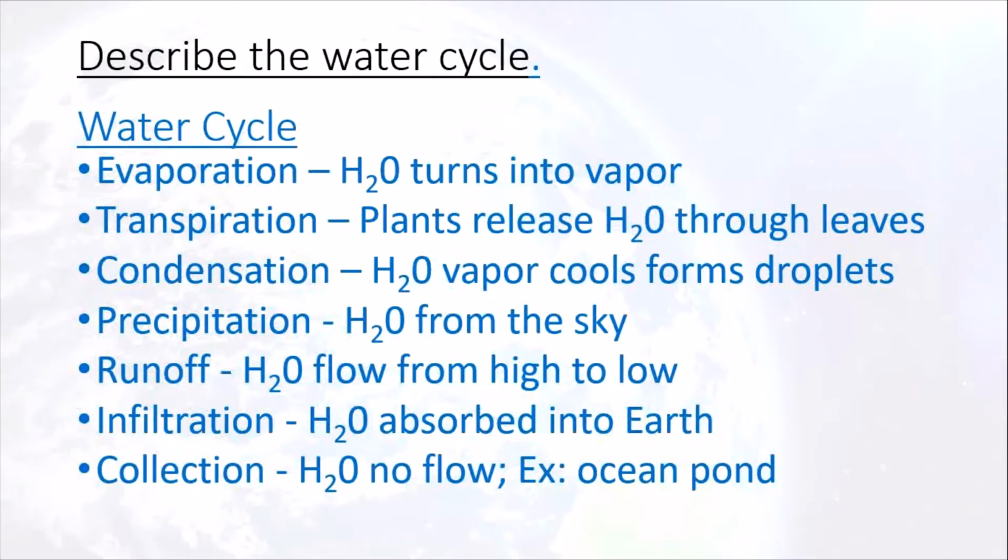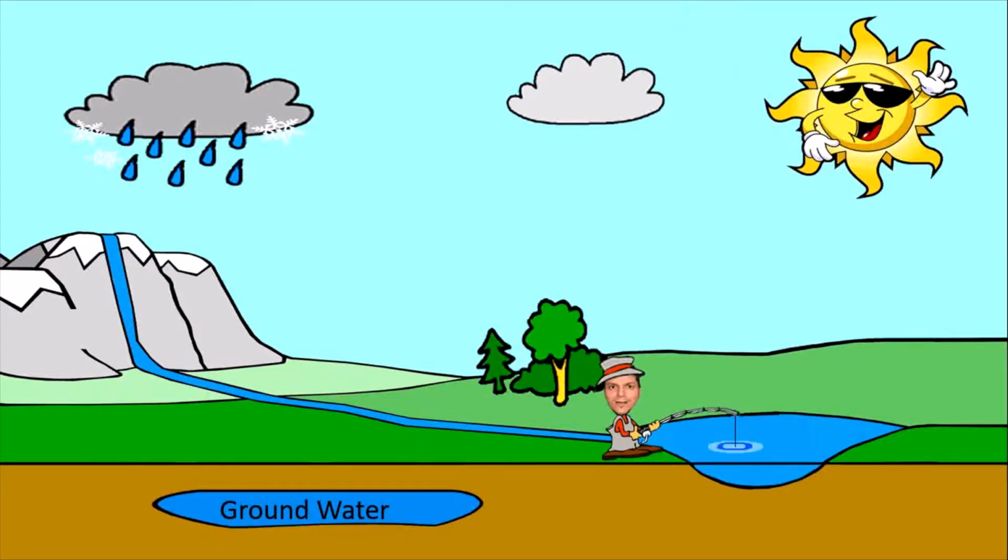And collection points, or collection as I have listed here, is just where water flows to a point and then it just kind of stays there until the cycle starts again. And that can be things like an ocean or a pond or things of that nature. So let's take a look at the water cycle.